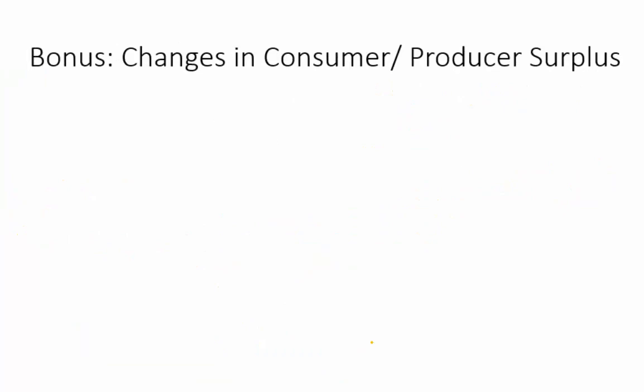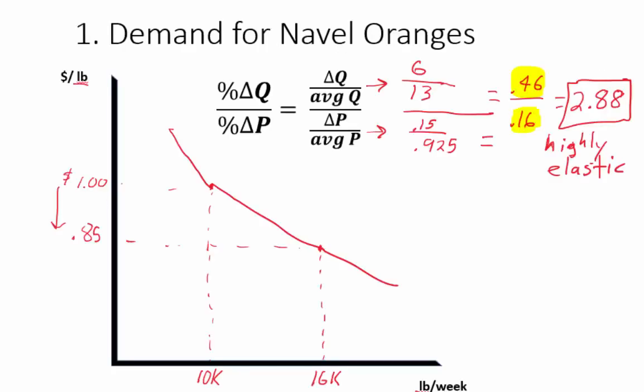Now, sometimes you might be asked to find the change in consumer or producer surplus given a change in price and quantity. And let's go back to our oranges example, and I'll quickly show you how to do that. It's pretty straightforward. So we don't know what the overall consumer surplus is because we really don't know the shape of this demand curve above this point.